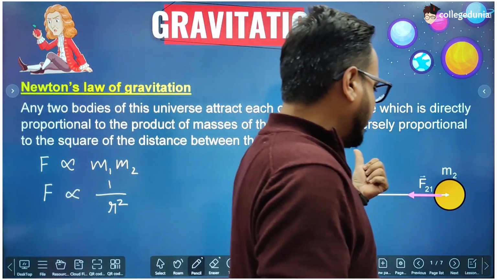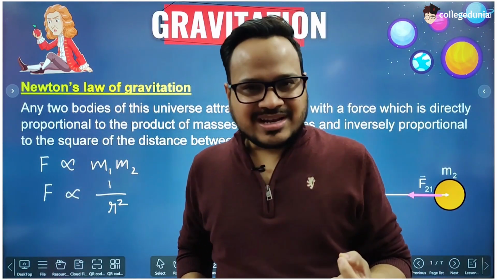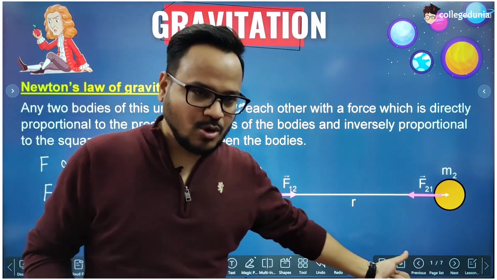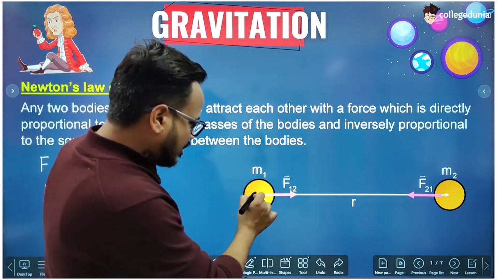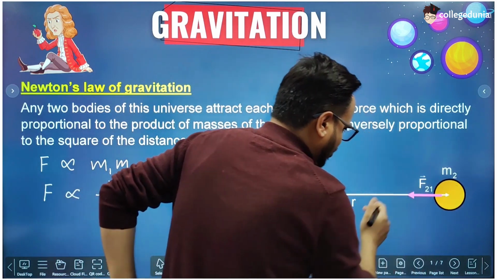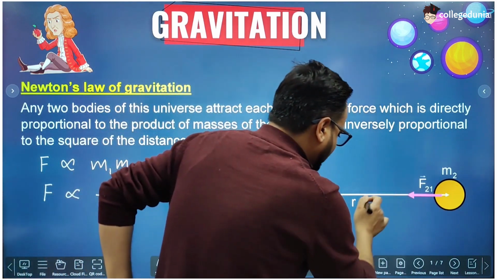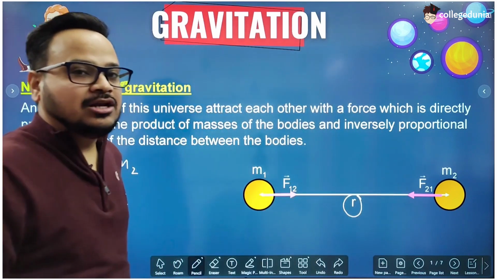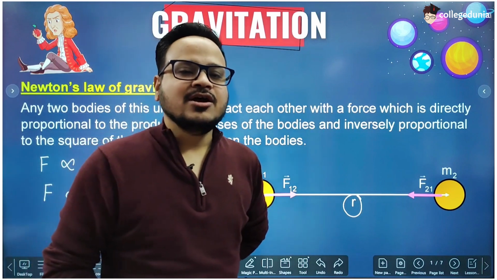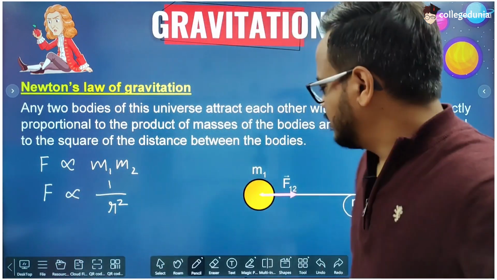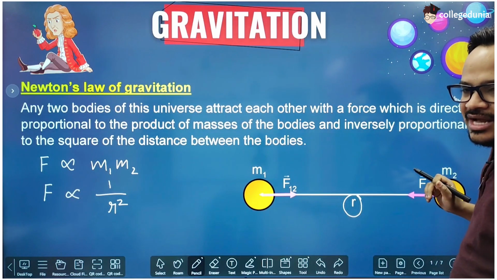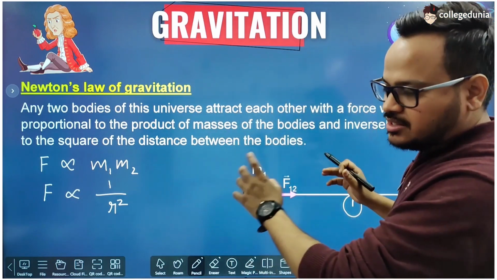If the distance between the bodies is what? Here the distance means the distance between the centers of the two bodies, right? From this point, which is the center of this body, to this point, which is the center of this body, this whole distance is R. Then law says that force is inversely proportional to R square, which means that if we increase the distance, then force will decrease, and decrease according to square of the distance, right?